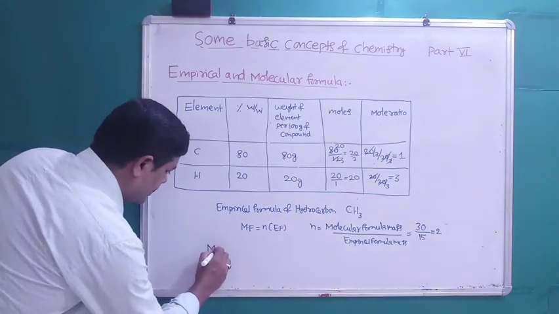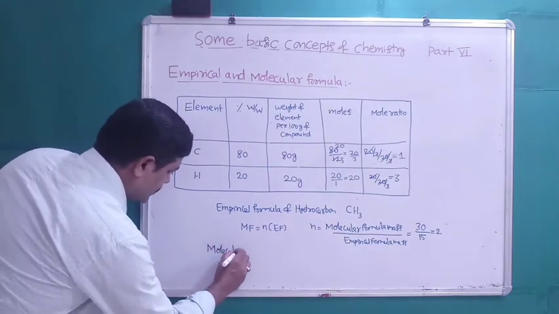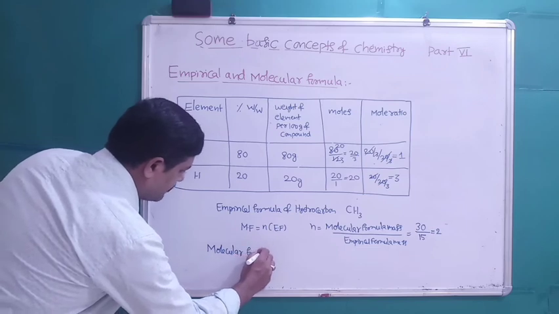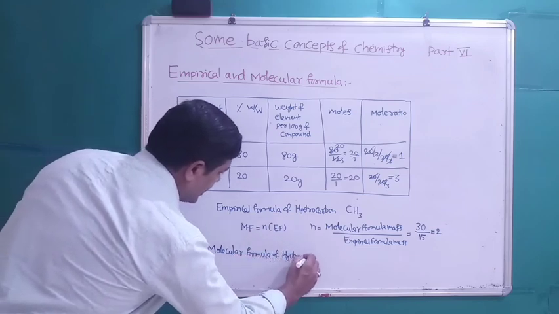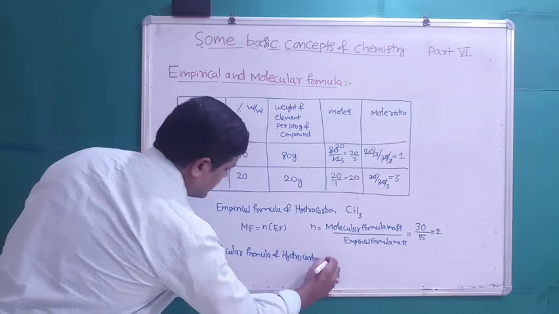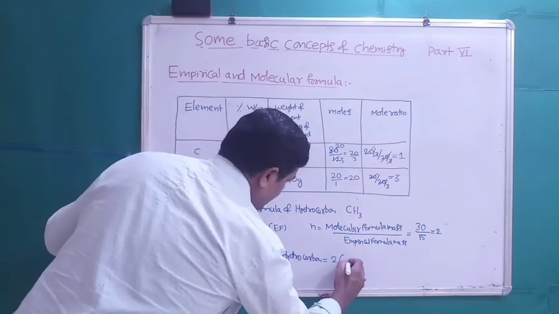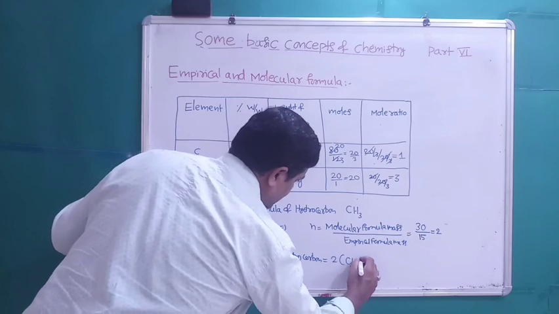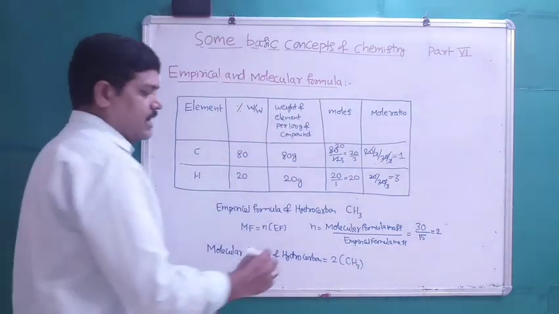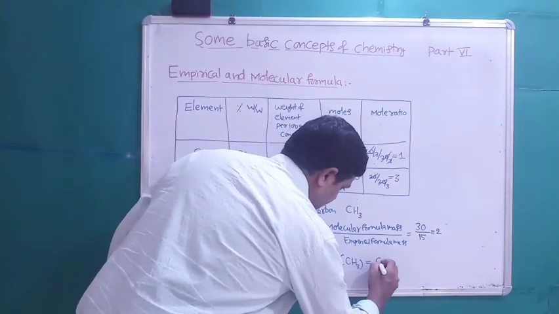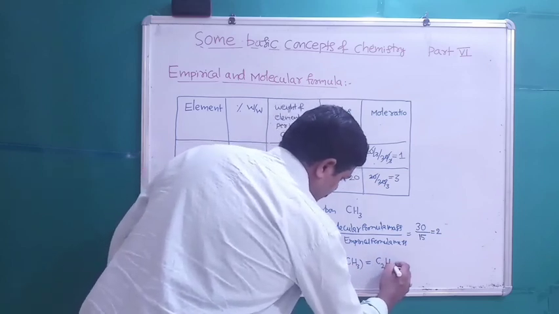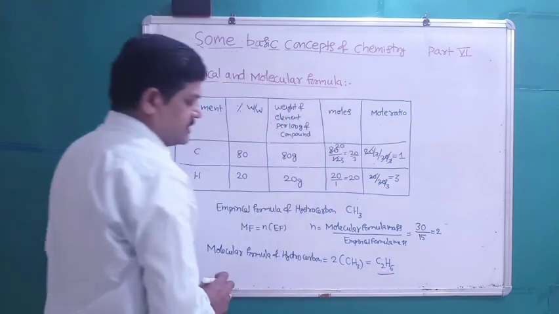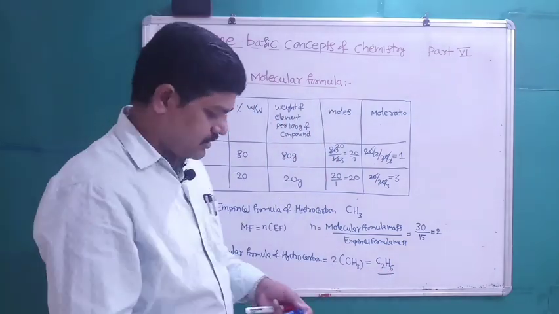Then the molecular formula of the hydrocarbon is 2 into the empirical formula, that is CH3. Then we will get the molecular formula as C2H6. C2H6 is the required molecular formula.